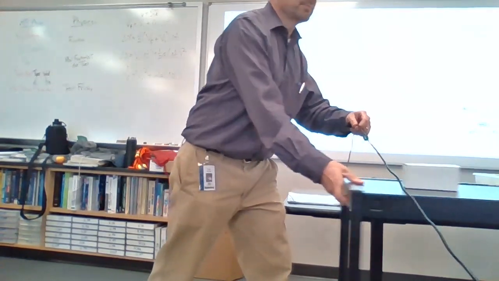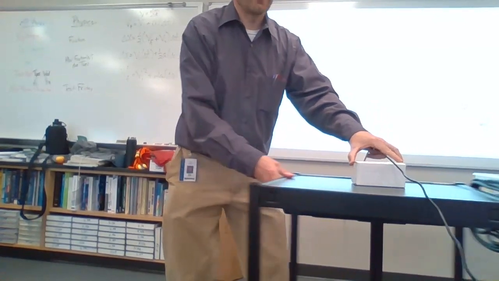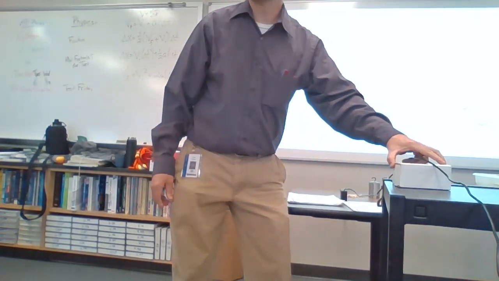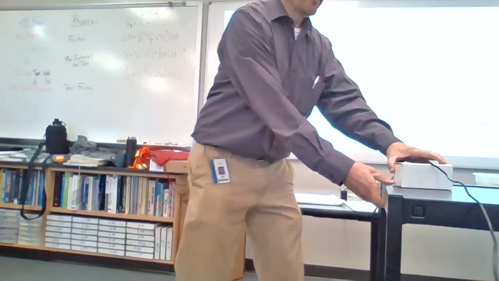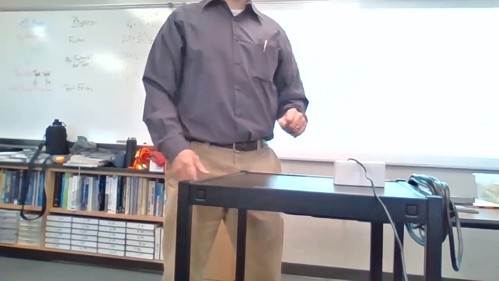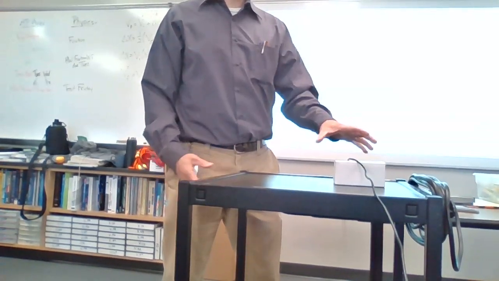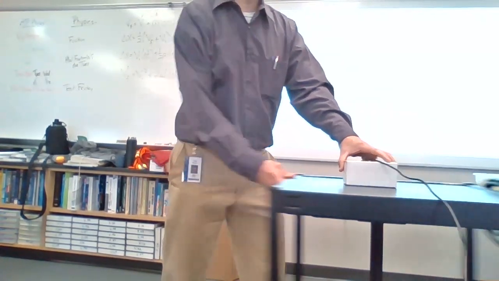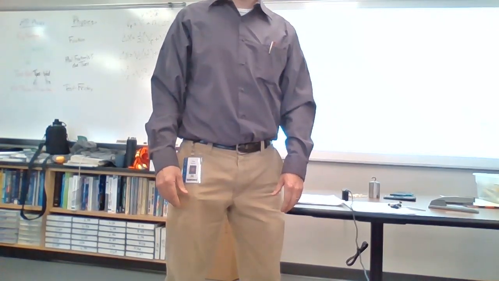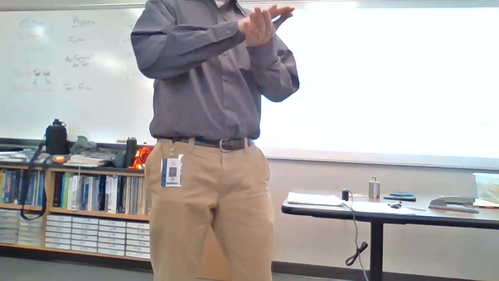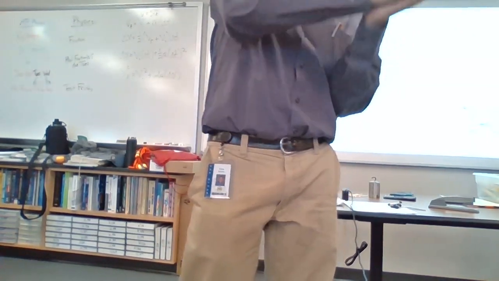If there was no friction, this would just do this. Does that make sense? What does the inertia want to do? How's it moving right now? It's at rest. What does it want to do? Stay at rest. If there's no friction, that makes sense. So friction always opposes the surfaces from slipping and sliding.